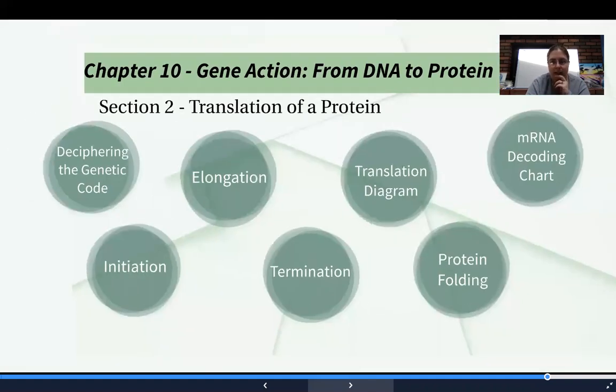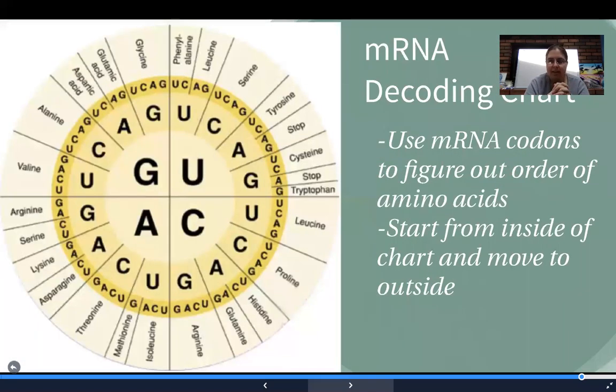All right. Now the question is, if I give you mRNA, could you tell me the amino acid sequence? The answer should be a resounding yes. Yes, you should. And you can do that by using this particular chart here.